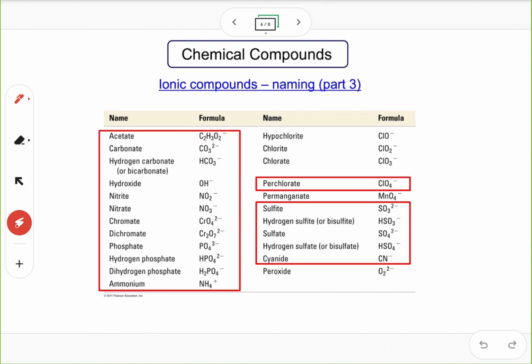For those polyatomic ions highlighted by the red squares, they are required. I want you to be very familiar with those names and those formulas. So when I give you the name of an ionic compound, I need you to write the formula, or when I give you a formula and ask you to name it, if you can remember the names of those ions, that will be helpful. Let's take a look at some examples.